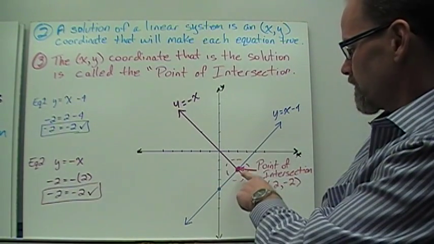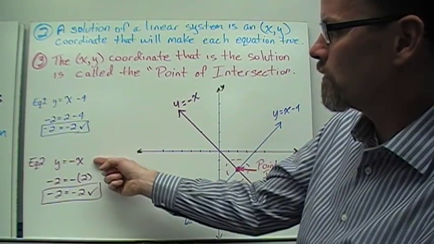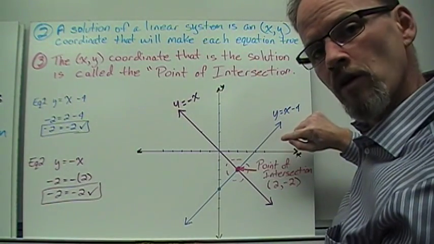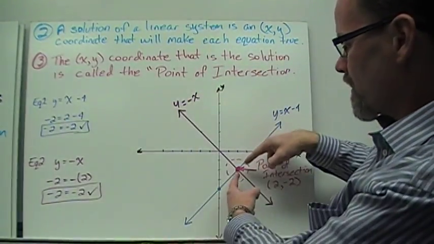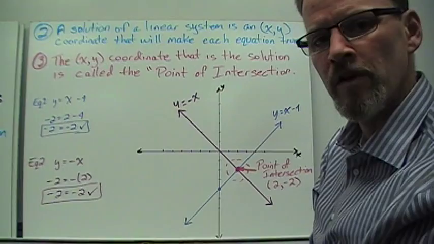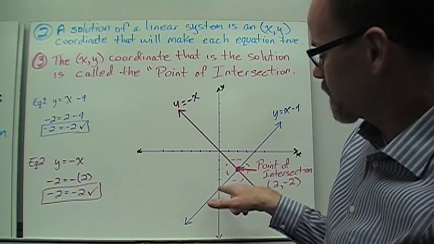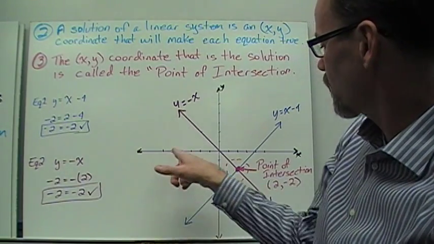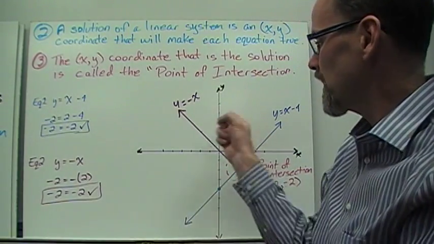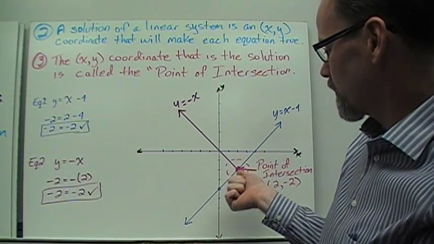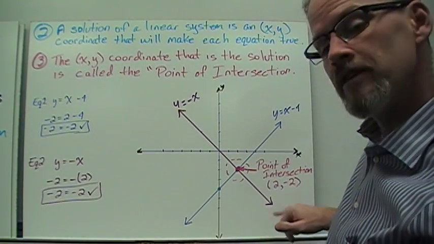If I took equation 1 and equation 2 and plotted them on a coordinate plane, where they come together is the point of intersection. You're used to looking at the y-intercept or the x-intercept, but this is where the two equations come together, so it could be anywhere on the plane. These happen to come together right here at positive 2, negative 2.